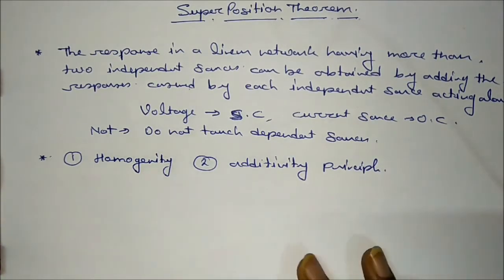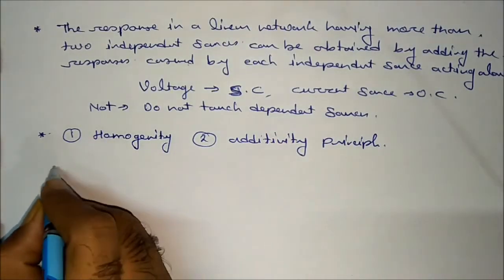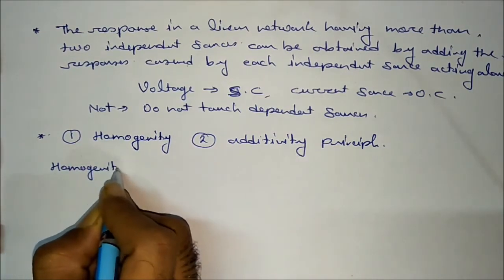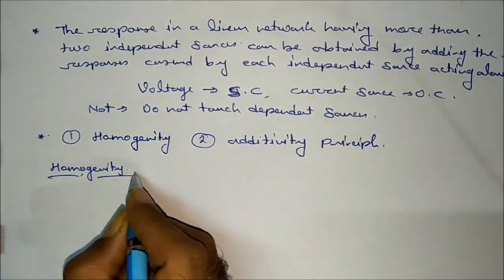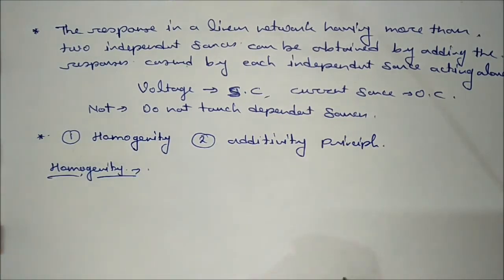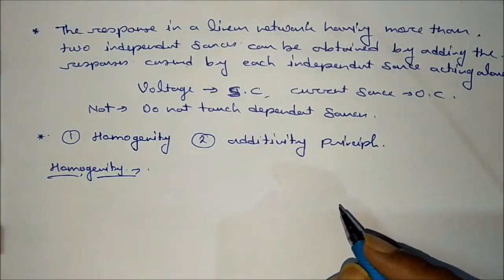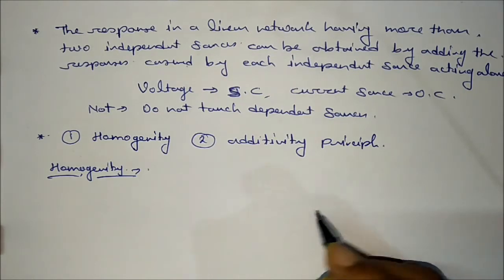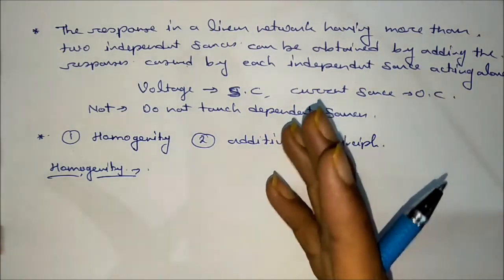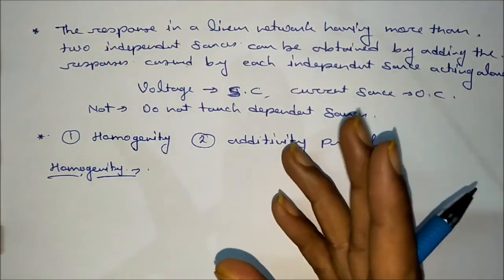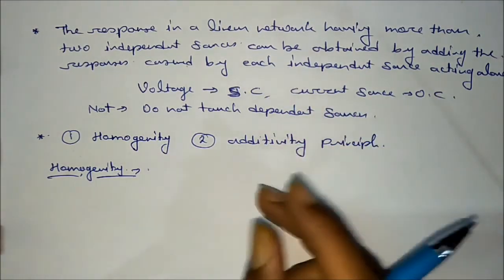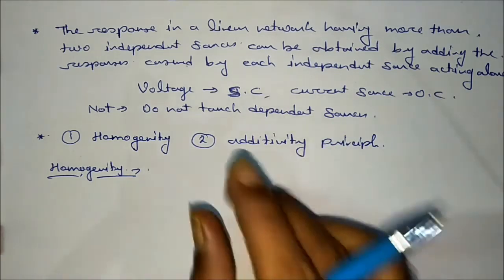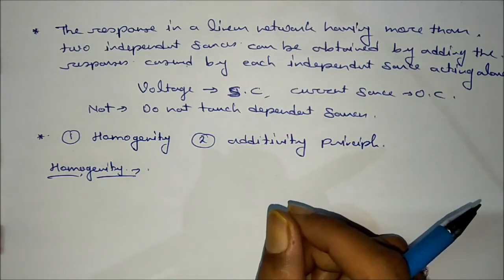Okay, so first let's discuss what the homogeneity principle is. In a network having only one independent source, if we scale the source by a factor k, then all the voltages and currents or power will also be scaled by some amount.